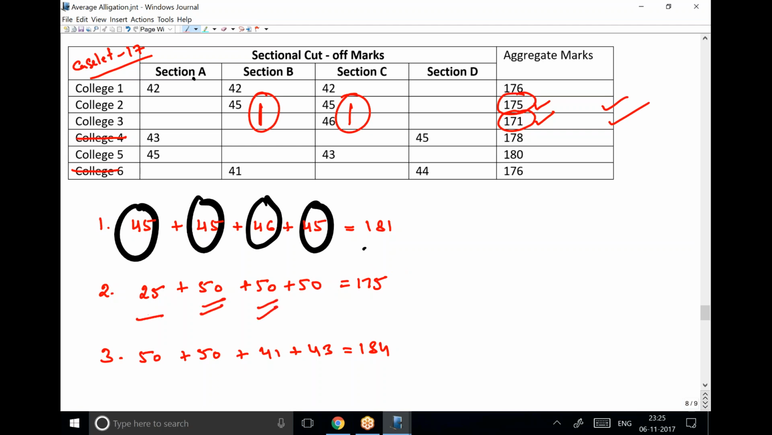Now either you can take 50 here and 25 here, or you can write 50 here and 25 here, because we have to minimize one section. So for that we have to maximize the other section. So I have maximized this, so we have to minimize this, because the summation is fixed at 175. So it comes out to be 25. So the right answer is 25. I hope you understood now.